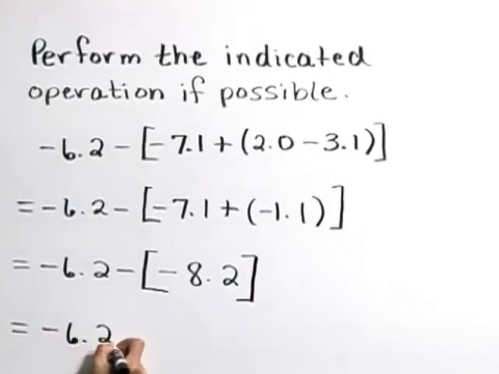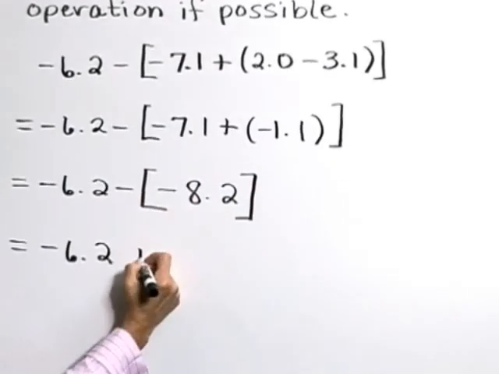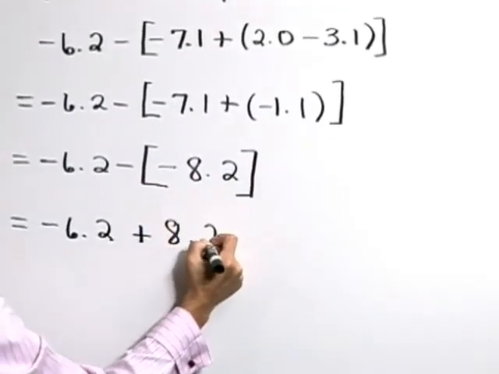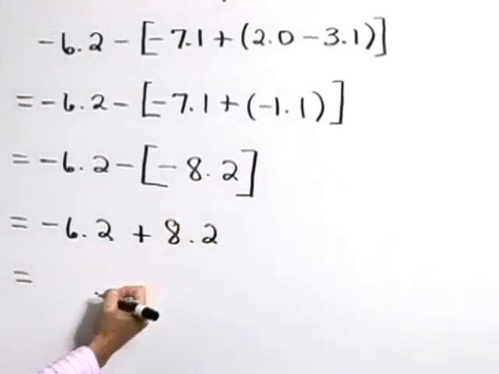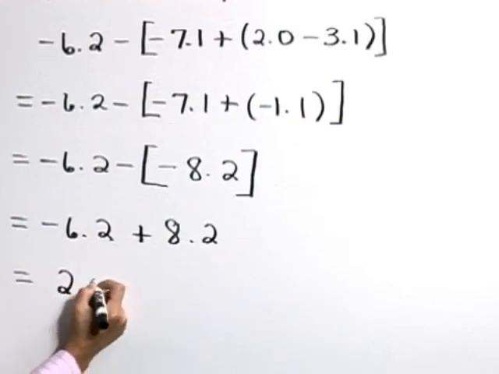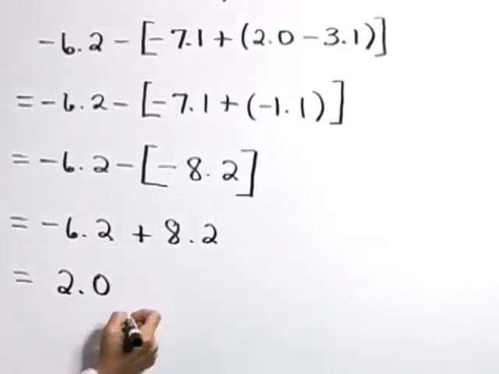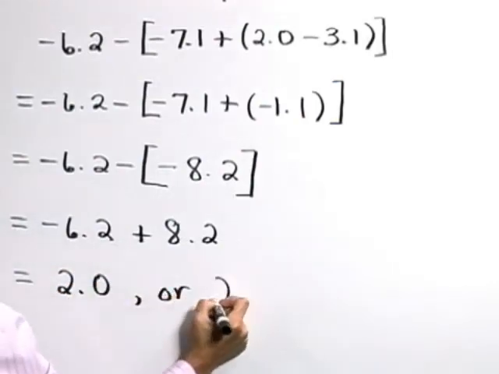Negative 6.2 minus a negative 8.2 becomes plus 8.2. Lastly, negative 6.2 plus 8.2 is a 2.0, or we might just write that answer as the number 2.